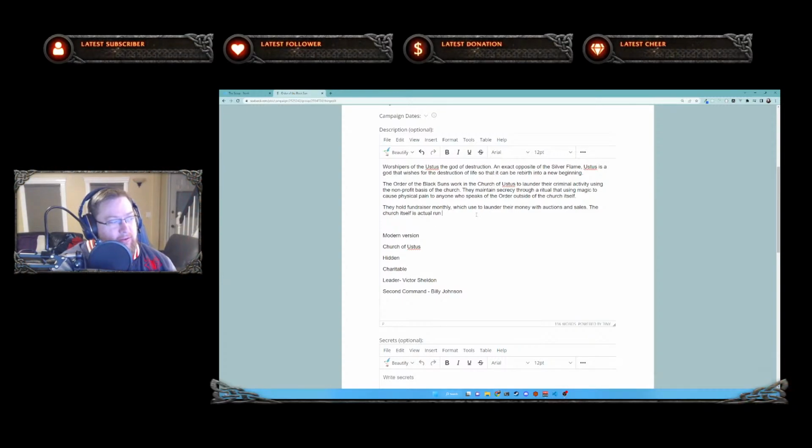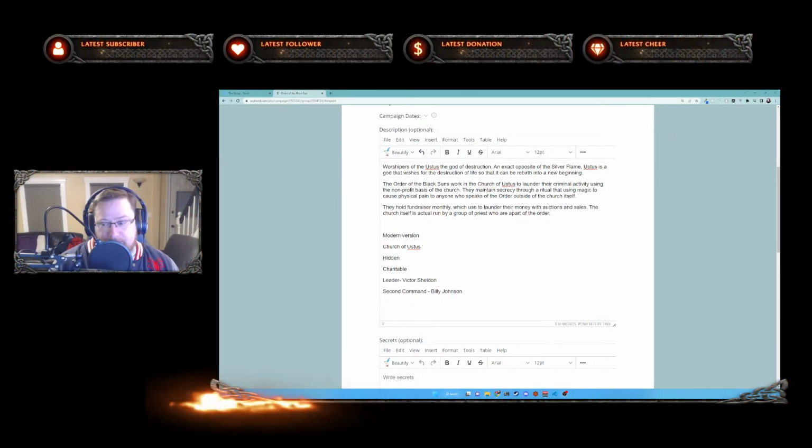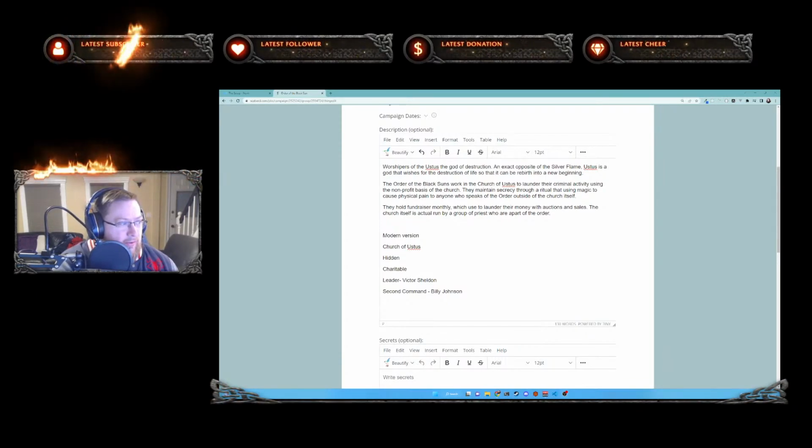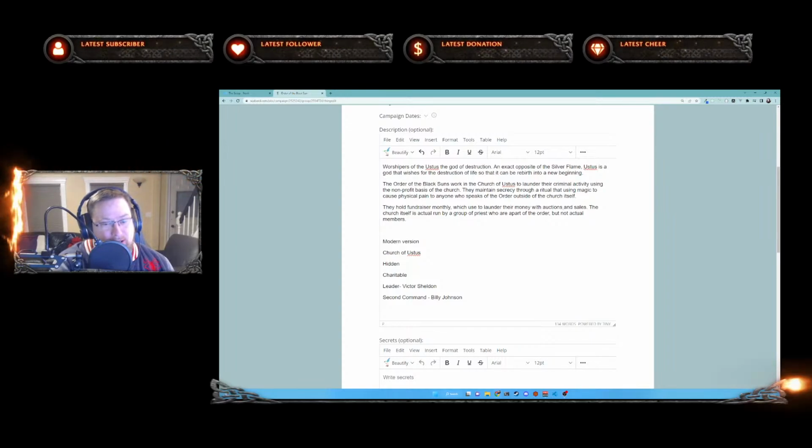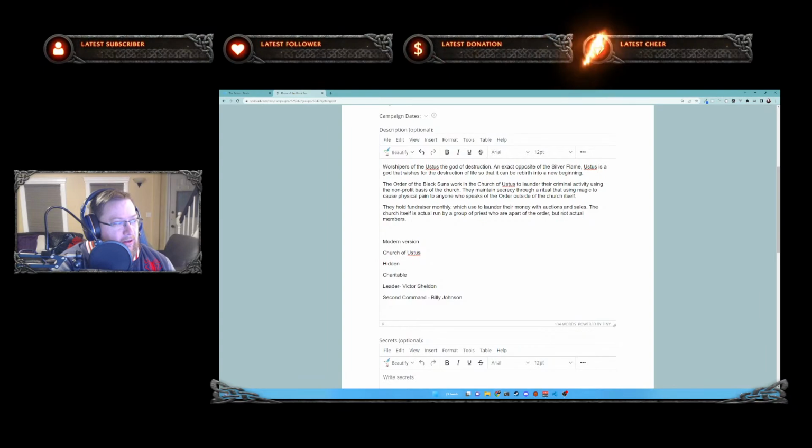The church itself is actually run by a group who are the order. Sorry about that, dog had to go. They hold fundraisers monthly, which are used to launder the money with auctions. The church is actually run by a group of priests who are a part of the order, but not actually members. Let's add some innocence to this church.